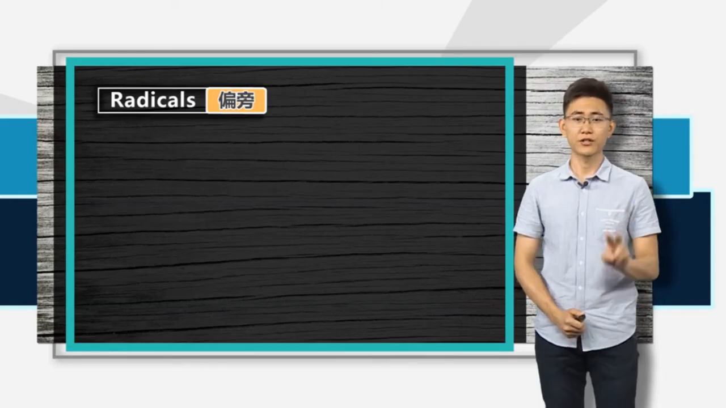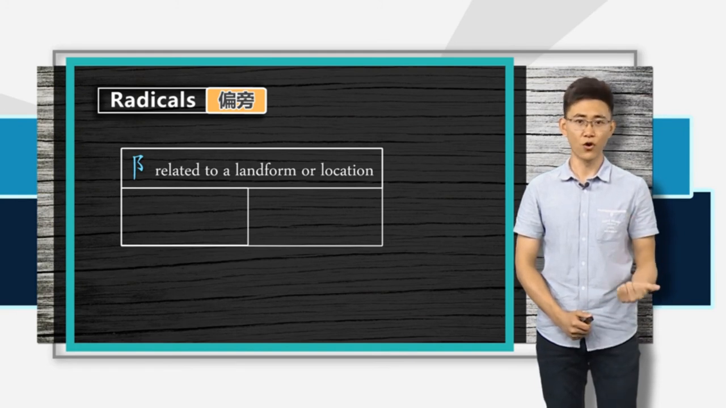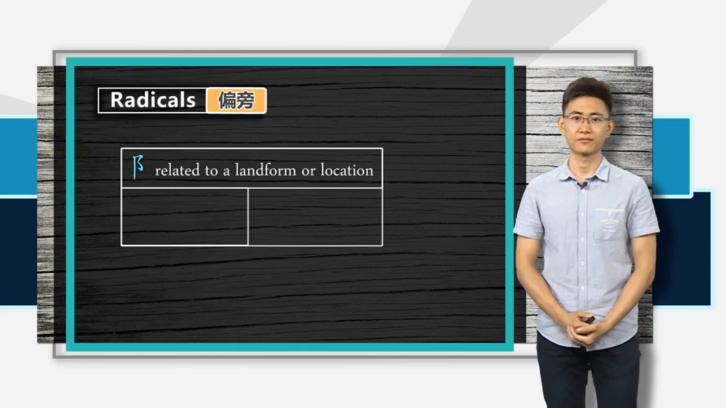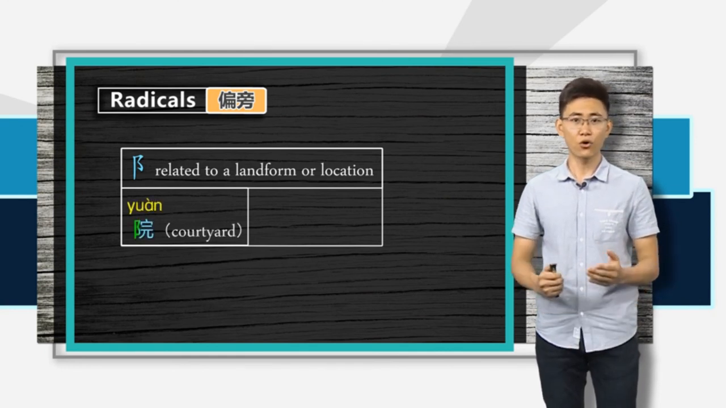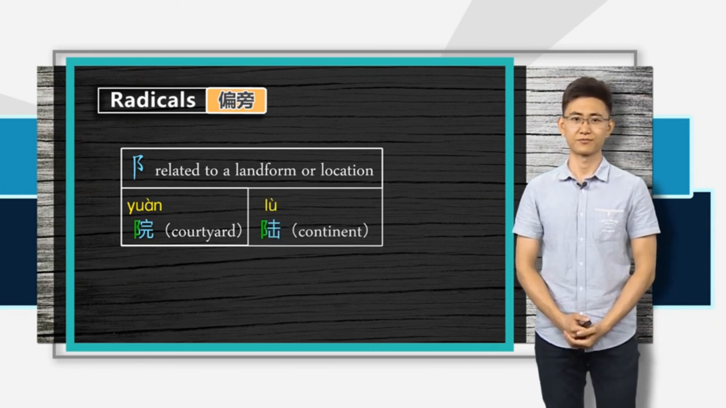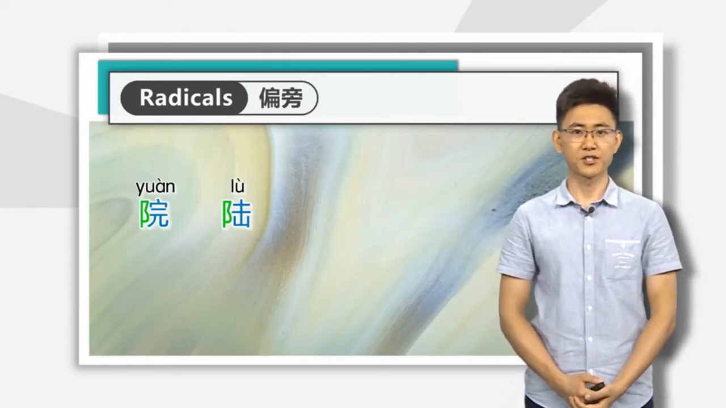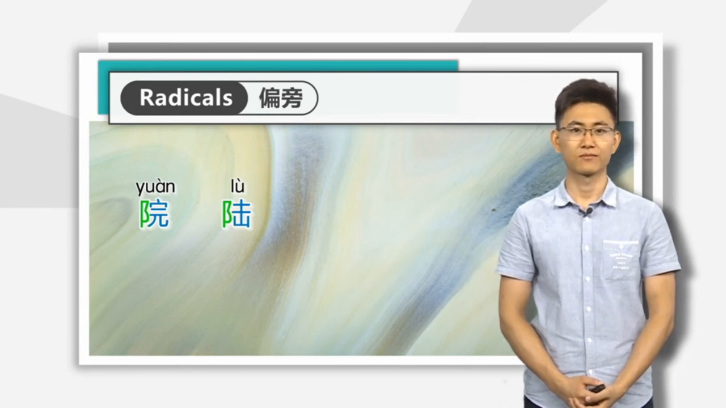Now we're going to learn two radicals. The first one is 耳刀旁. Characters with 耳刀旁 have something to do with the land form or the location. For example, 院 means courtyard. 陆 means continent. You can see in all these characters, 耳刀旁 is always on the left.